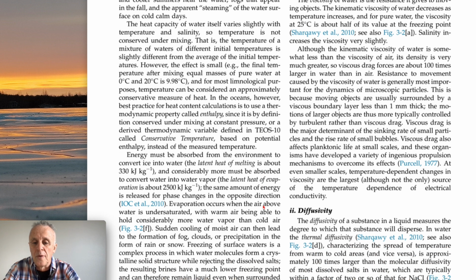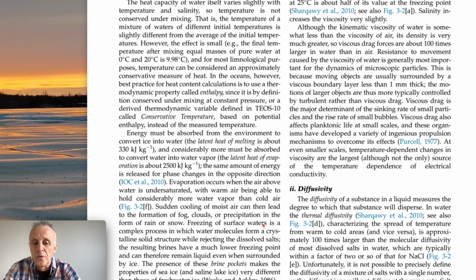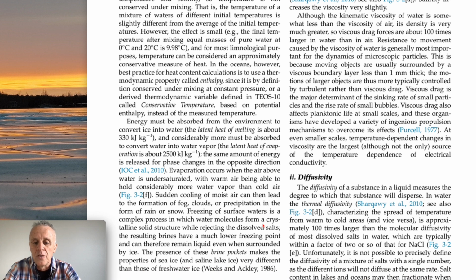Energy must be absorbed from the environment to convert ice into water. The latent heat of melting is about 330 kilojoule per kilogram, and considerably more must be absorbed to convert water into water vapor. The latent heat of evaporation is 2,500 kilojoule per kilogram. The same amount of energy is released for phase changes in the opposite direction.